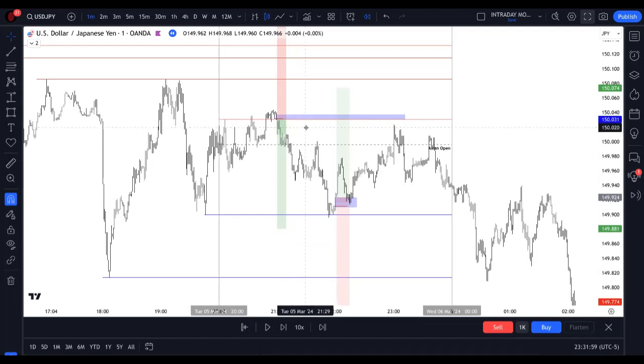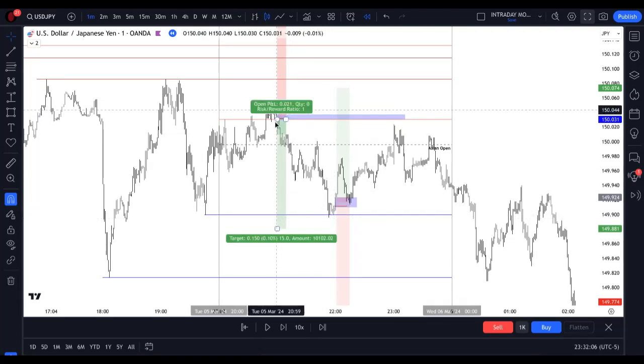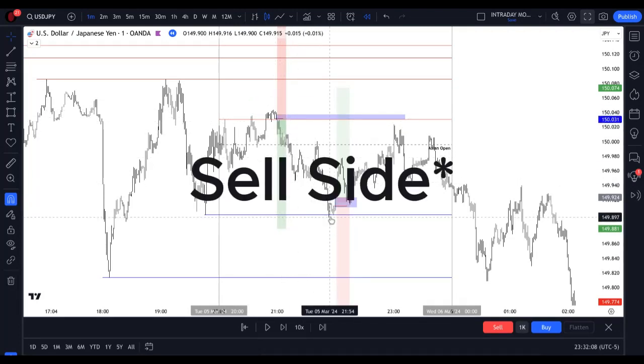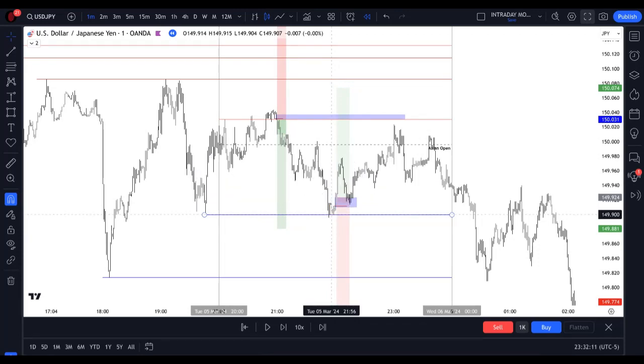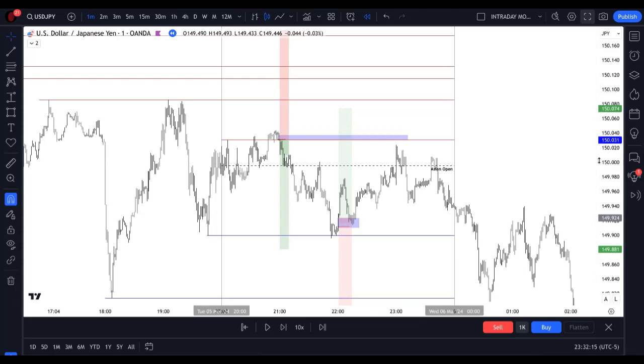Yes, you're going to see moments in time where both sides are granted a trade opportunity. Takes out buy side, sell opportunity. Takes out buy side, buy opportunity. I'm not looking to take both. You may want to take both, but I'm telling you, less is more.